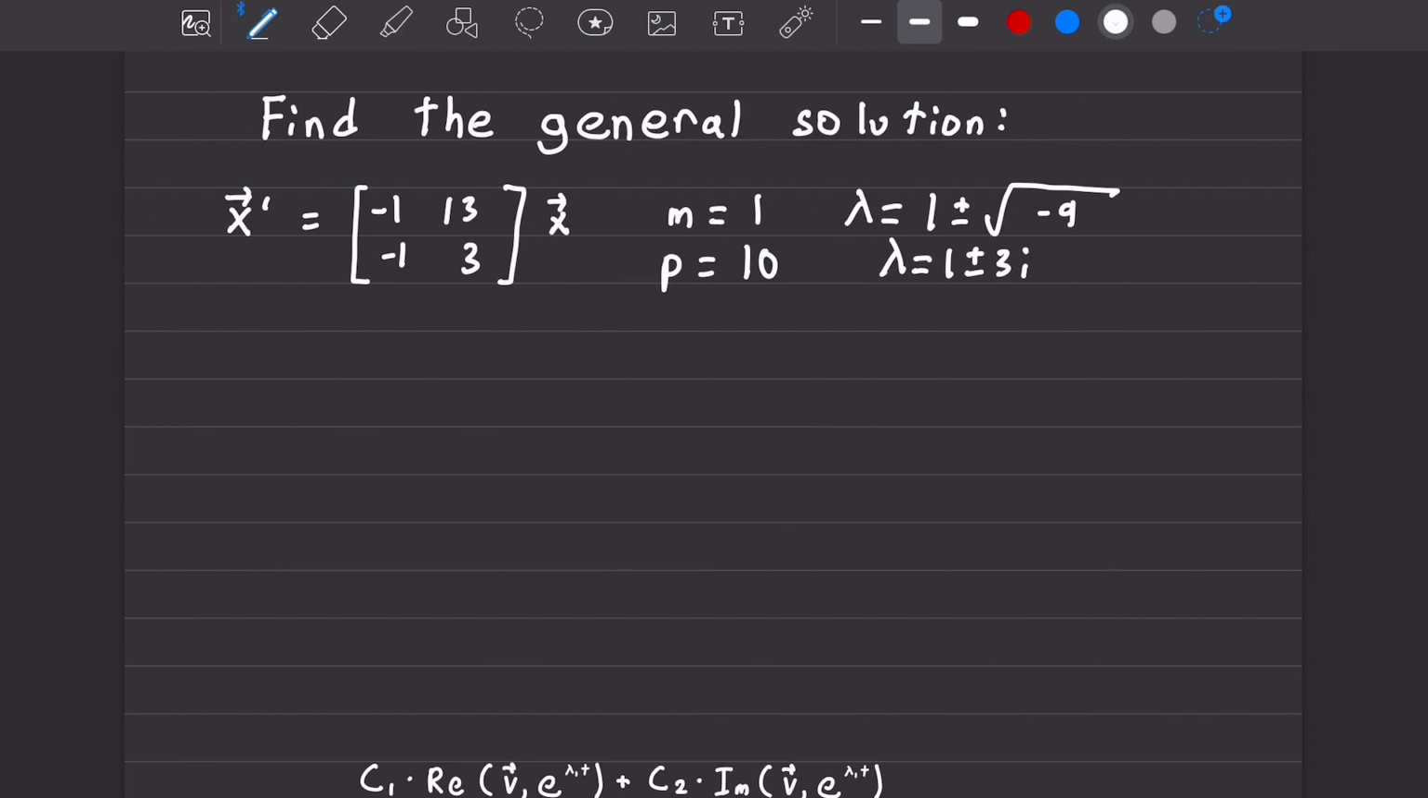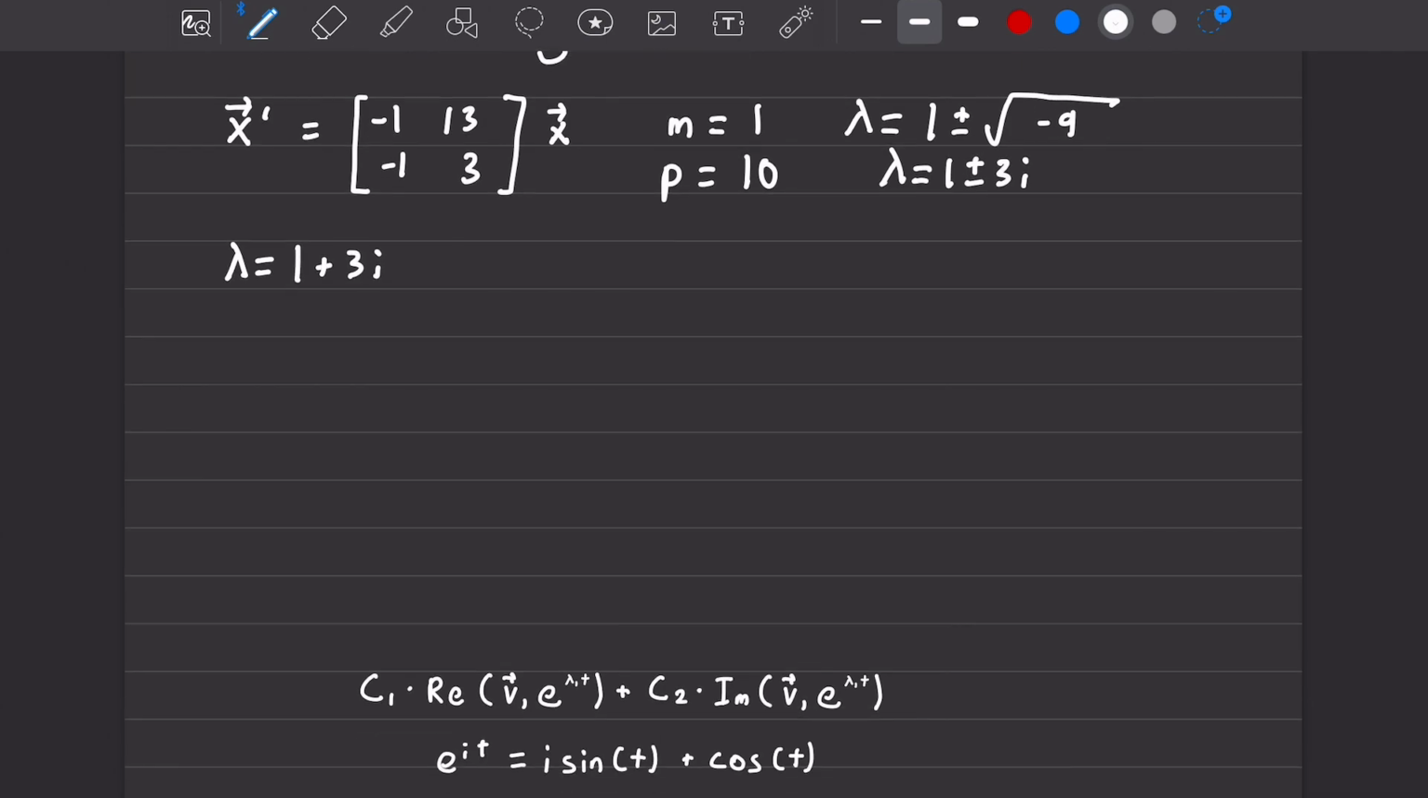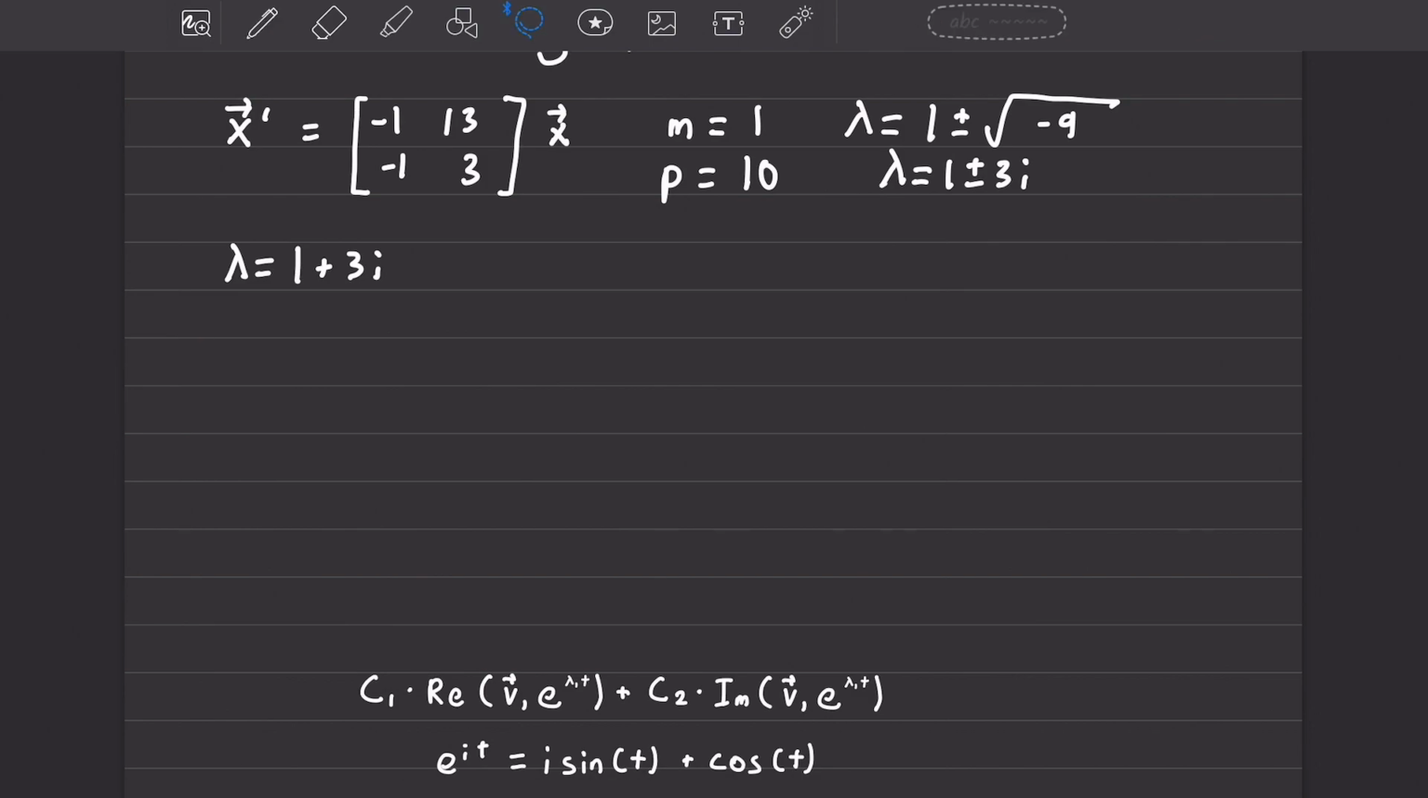Very good. Okay, now let's go ahead and try and find some eigenvectors. So I'm going to do like last time. Let's search for lambda equal to 1 plus 3i, because pluses are nice. Why not? And I'm just going to subtract that off the diagonals. So we have negative 1 minus that, which leads us to negative 2 minus 3i. We have a 13 over here. And then this one's going to stay negative 1, and subtracting from that one, we have 2 minus 3i.